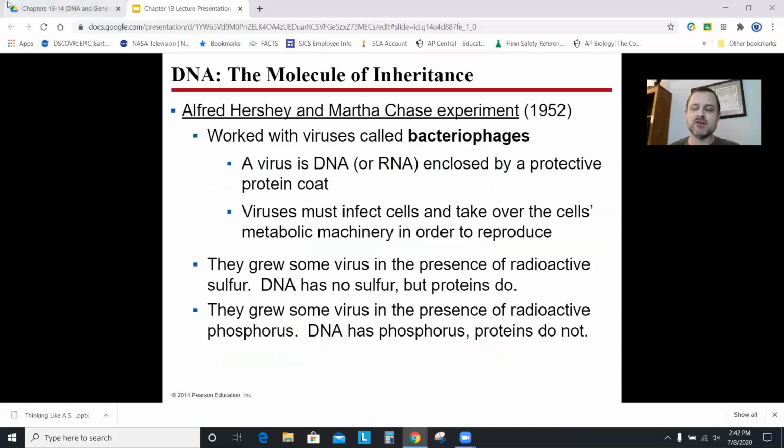Okay? Now, another experiment. Alfred Hershey and Martha Chase. They experimented in the 50s with viruses called bacteriophages. A bacteriophage is just a virus. The name is misleading. It's a virus that infects bacteria.